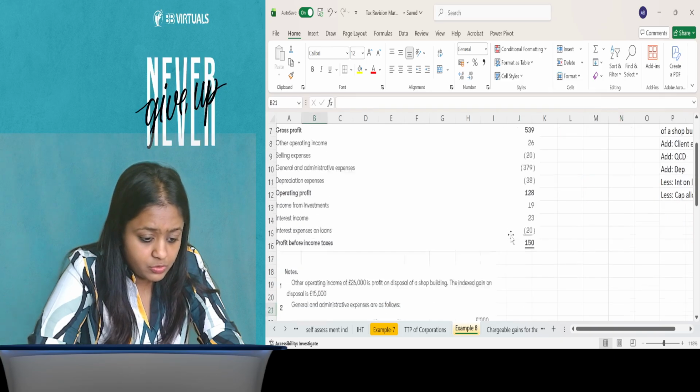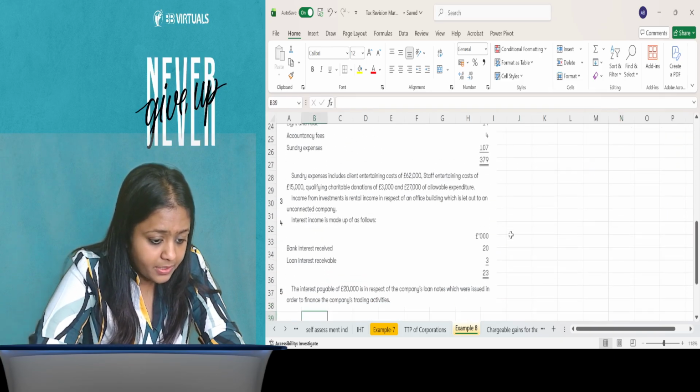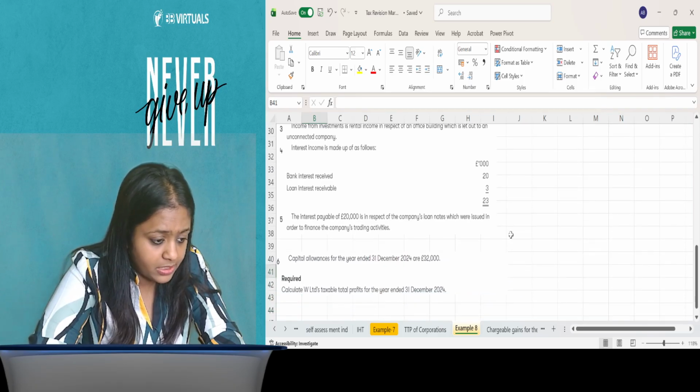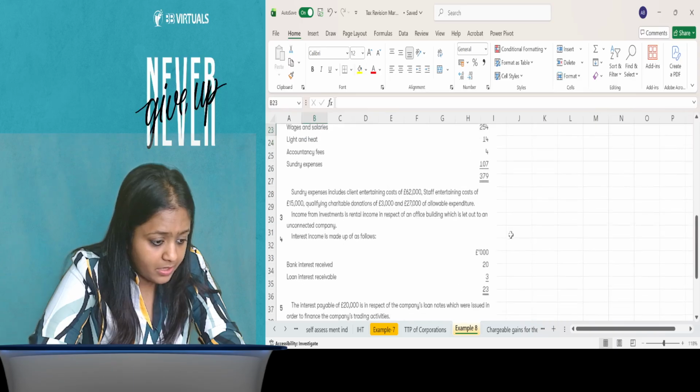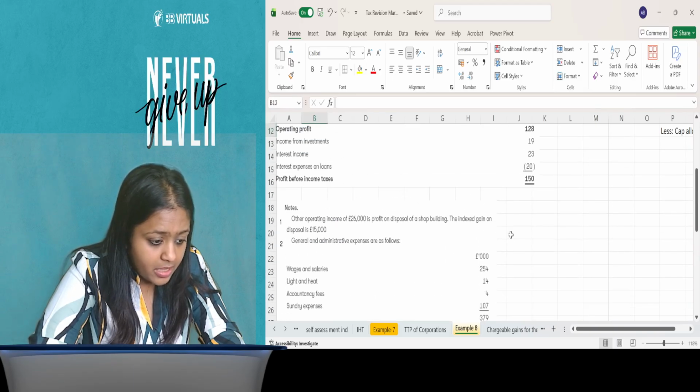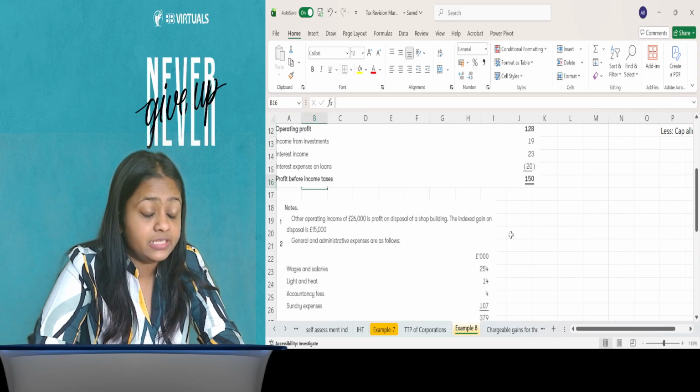Let's see. We have to reduce QCD that I remember. Let me see any other working which I have not taken. So interest payable here I have taken, this I have taken. Here I have taken everything. Yeah, indexed gain on disposal.